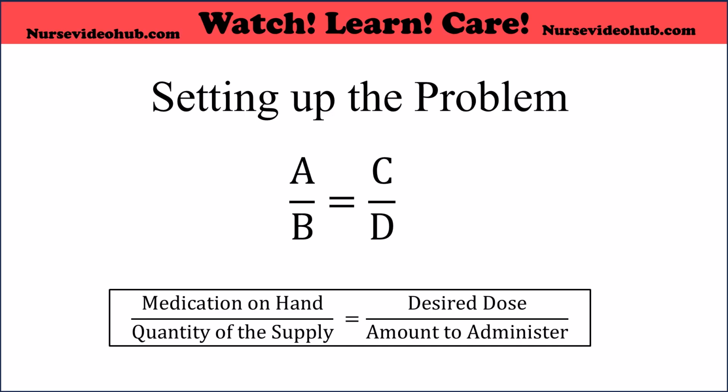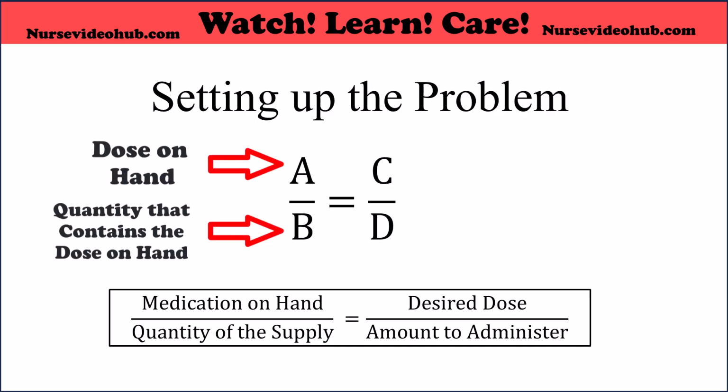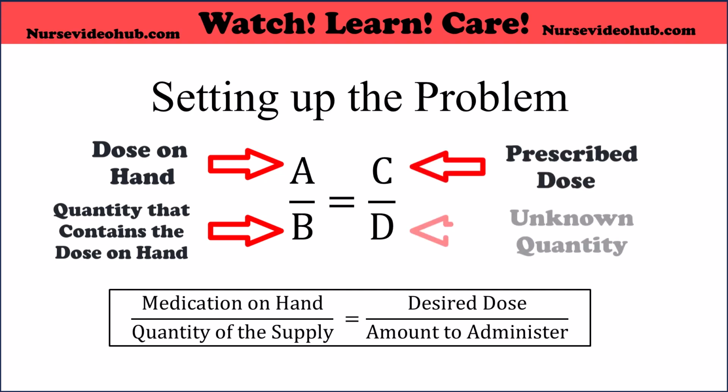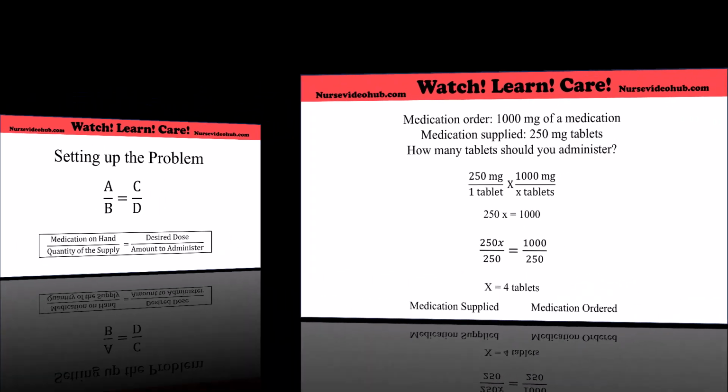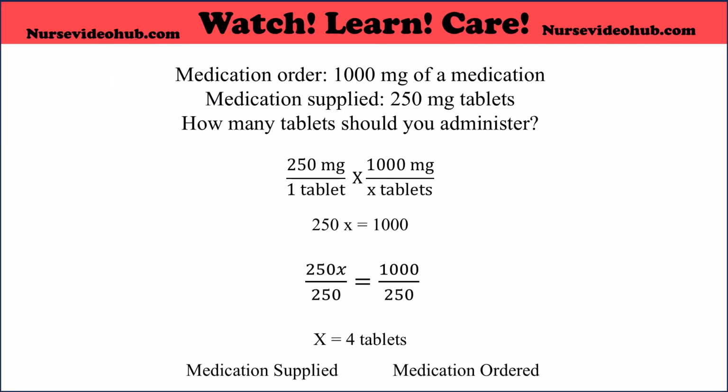The ratio and proportion method works by comparing first the available medication, what you have, to the desired dose, what is ordered. We set it up like this: A over B equals C over D. A is your dose on hand. B is the quantity that contains the dose on hand. C is your prescribed dose. And D is the unknown quantity, what you're solving for. So let's look at some examples.